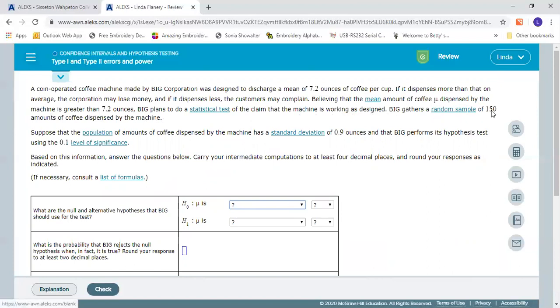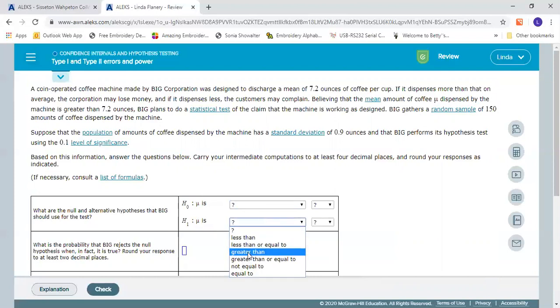Big gathers a random sample of 150 amounts of coffee dispensed by the machine. Suppose the population of amounts of coffee dispensed by the machine has a standard deviation of 0.9 ounces, and that Big performs its hypothesis test using a 0.1 level of significance. So again, on this one, the hypothesis here is that the mean amount dispensed by the machine is greater than 7.2 ounces. So my alternative hypothesis is the greater than 7.2.